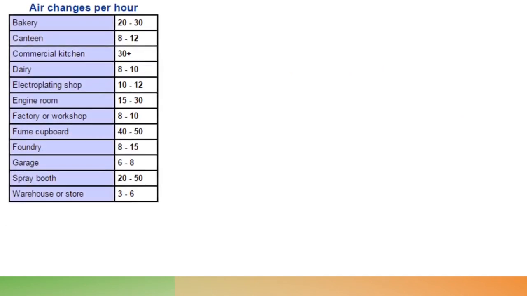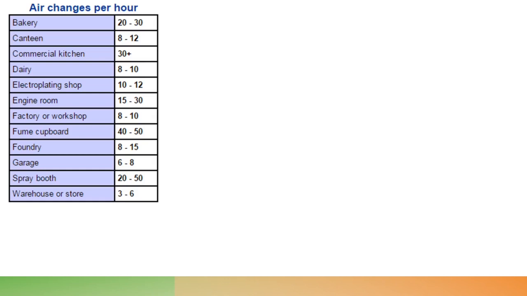Now, nearly finished. We've got air changes per hour. These are governed by building regulations. Effectively what they mean is that for every cubic meter in a certain part of the building, like a canteen, a commercial kitchen, a factory, a workshop or a garage, depending on the type of use for the building, will depend on how many air changes per hour.